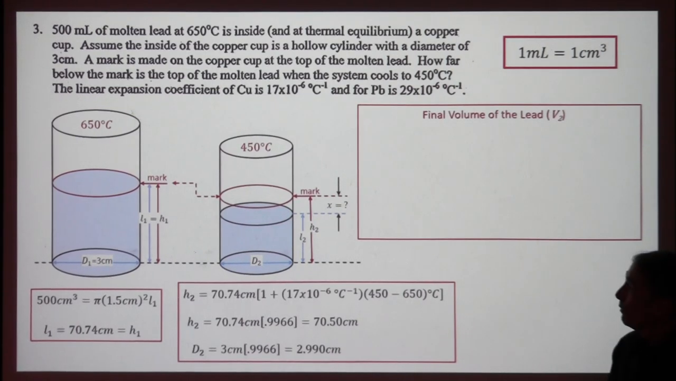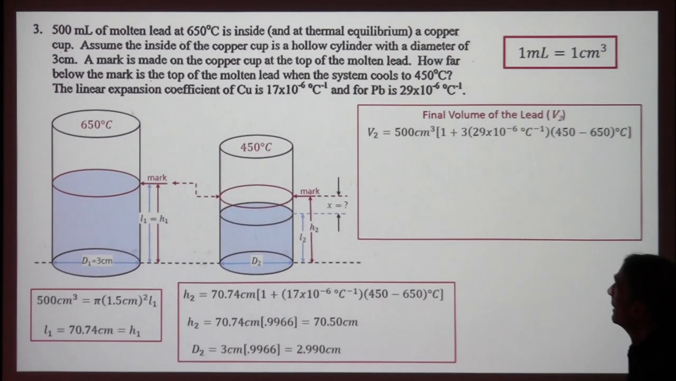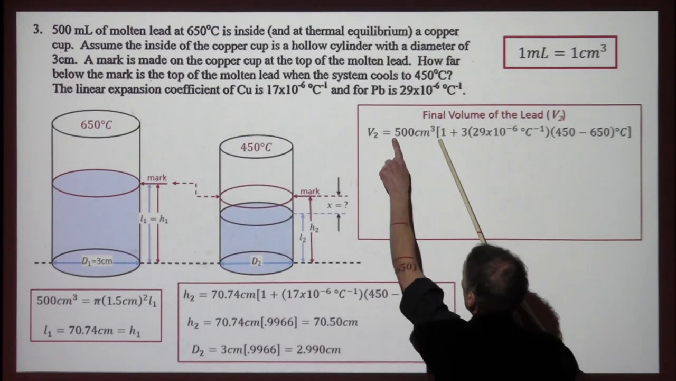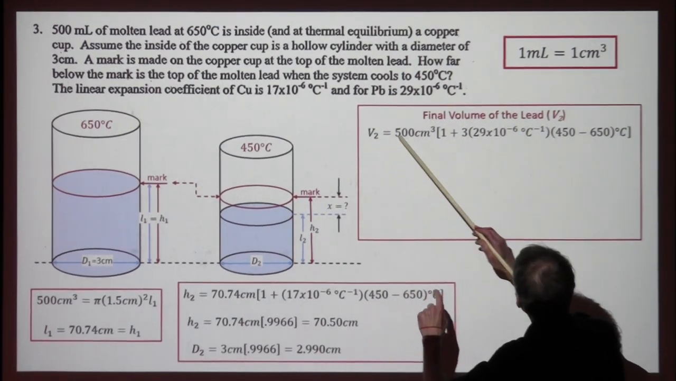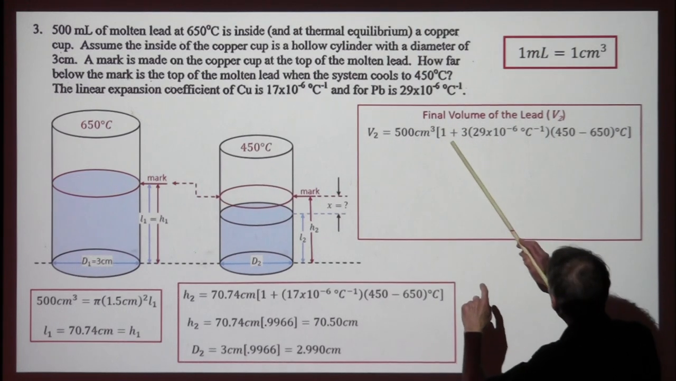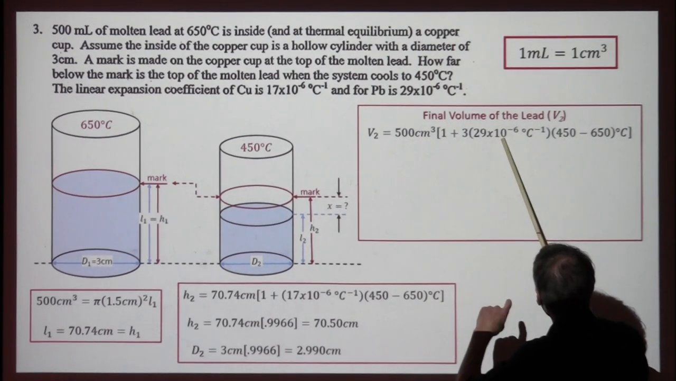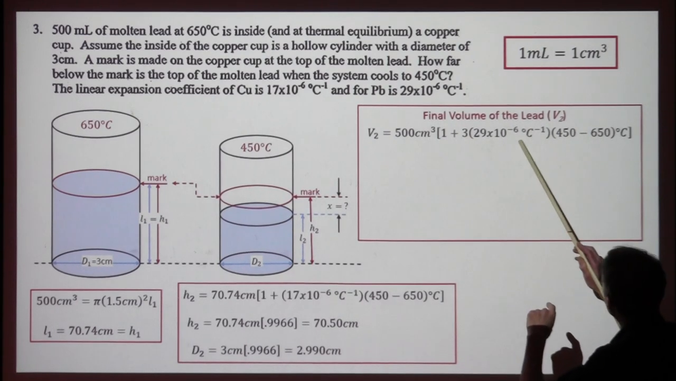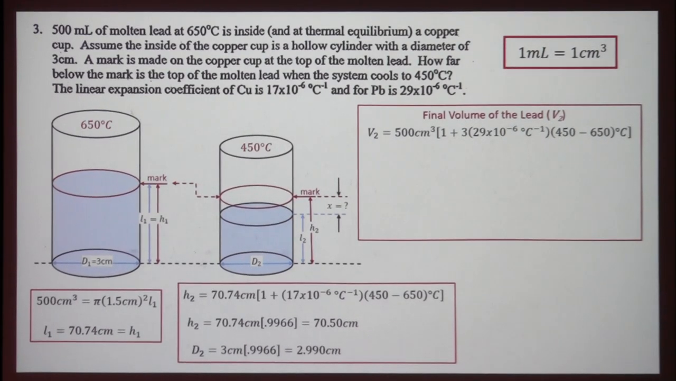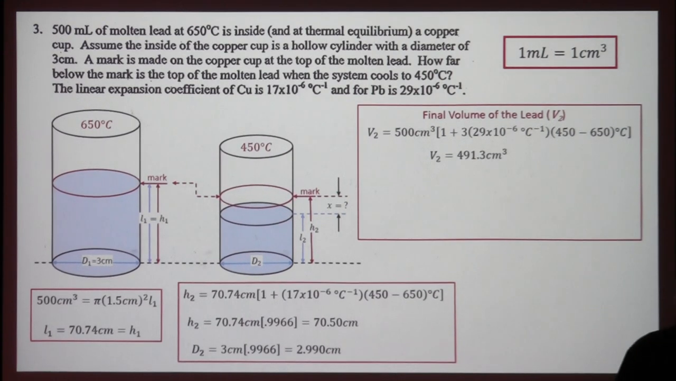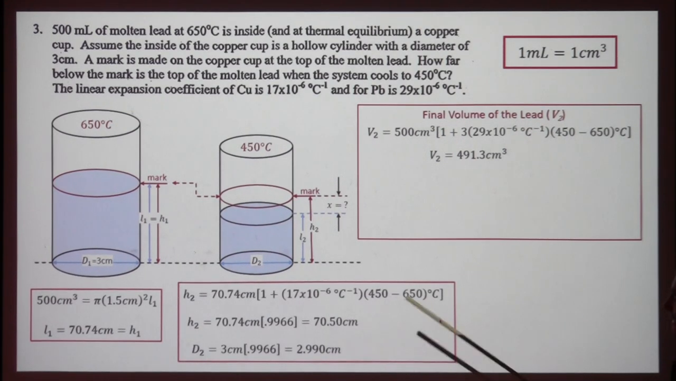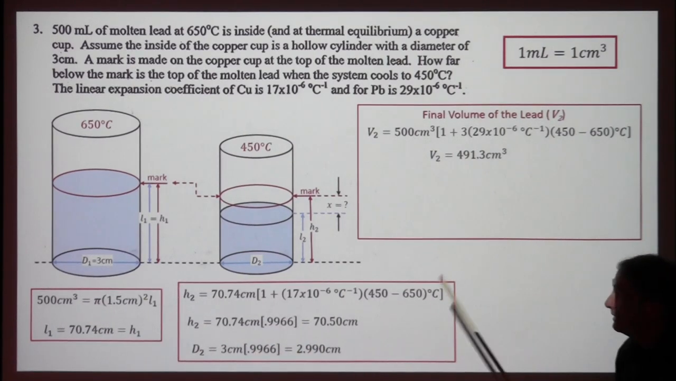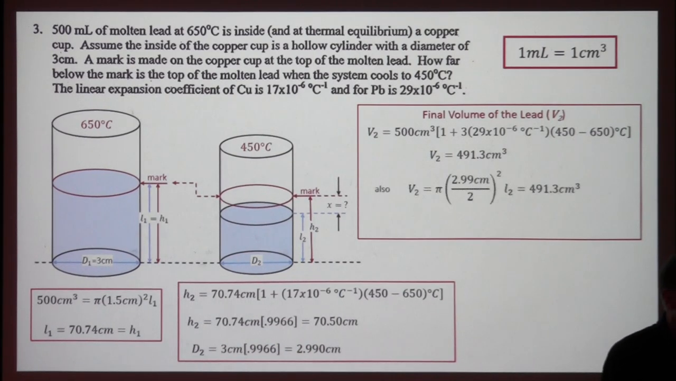Okay, now the final volume of the lead. Here's where we want to deal with the lead as a volume. The original volume, of course, was 500 cubic centimeters. The new volume, we're going to play the same game with 1 plus 3 alpha. This 3 alpha gives us the beta, times the change in the temperature. And you do the math. This is all straightforward stuff. You come up with 491, so it's come down from 500 down to 491. And it's got to fit in the cup.